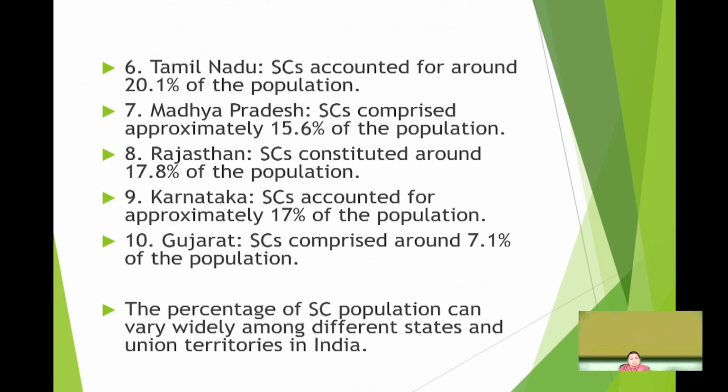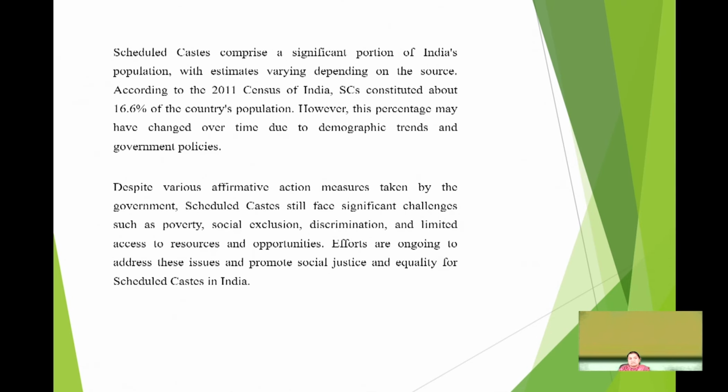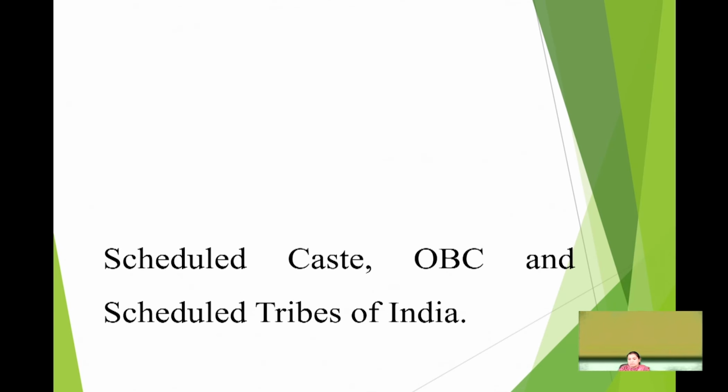So, this is how we can say that the scheduled caste population, which constitutes 16.6% of India's population, is a significant number, and they have been facing historical marginalization. They are socially excluded, but now the government is providing them with various welfare and affirmative measures. So with this, we have come to the end of this video, where we have talked about one group of people, that is scheduled castes.